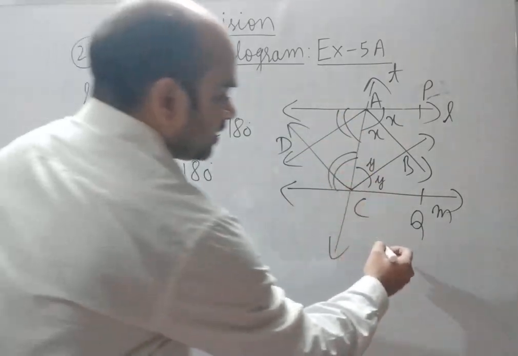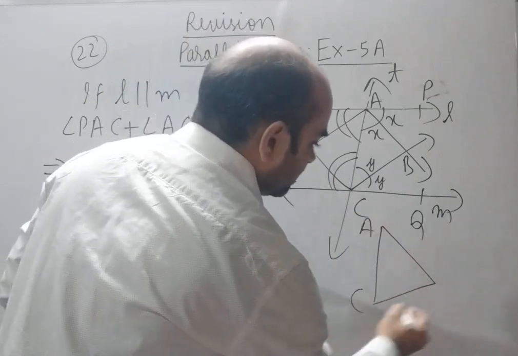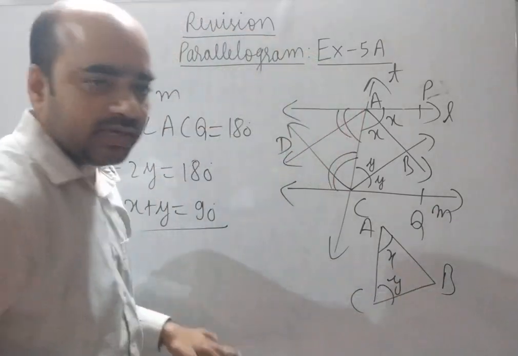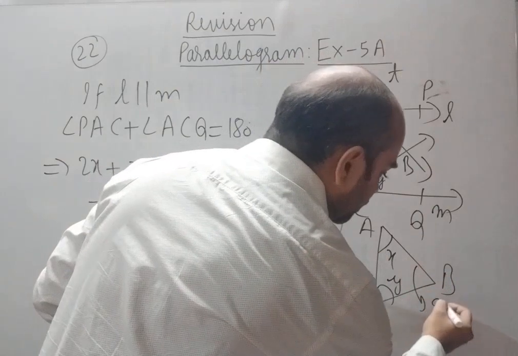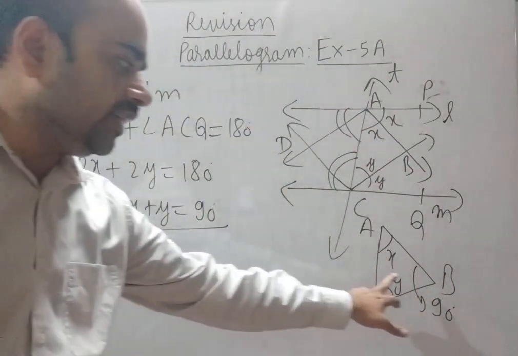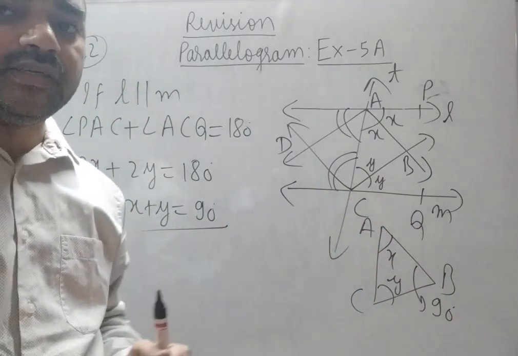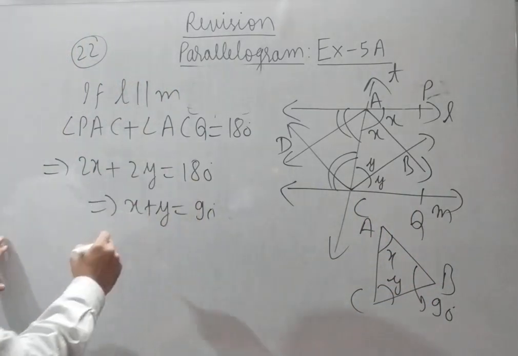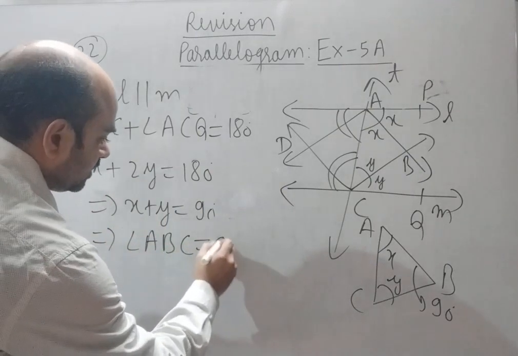So we can take this triangle, triangle ACB. Here the sum of these two angles, x plus y, is 90. It means the third angle will also be 90 degrees. Correct? x plus y is 90 in triangle ABC. Therefore, the remaining angle ABC will be 90 degrees.